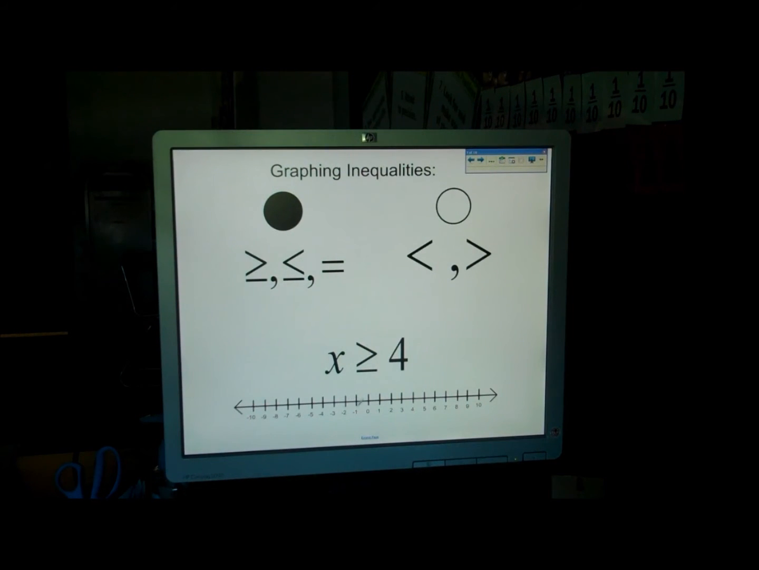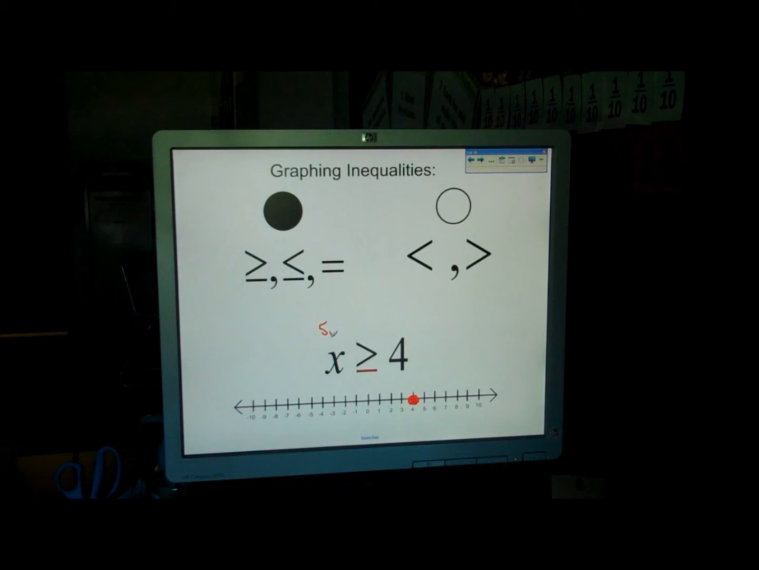Now, you might want to pause here and do this one on your own before I give you the answer. X is greater than or equal to 4. We know we have our circle on 4. Is it open or closed? Closed, because we want to hold on to it. That equal sign means that it can be a solution. Okay? Greater than or equal to 4.